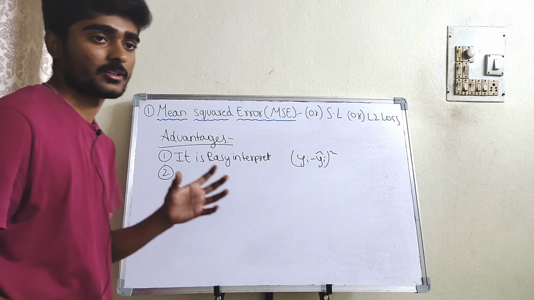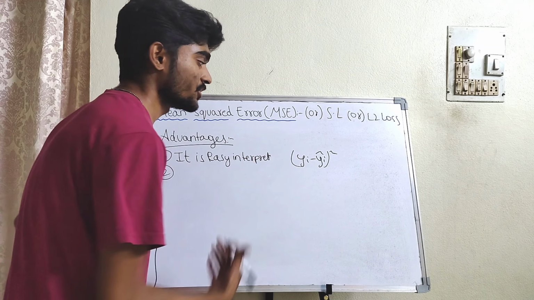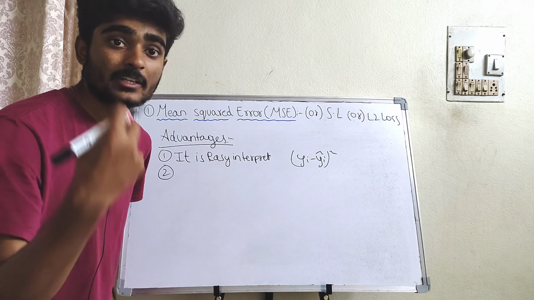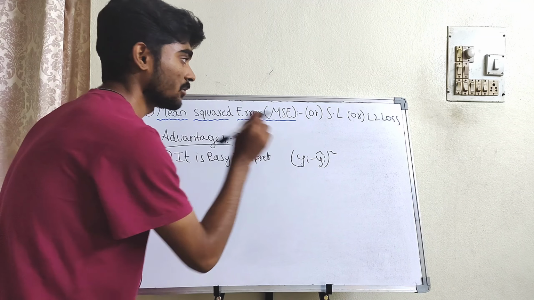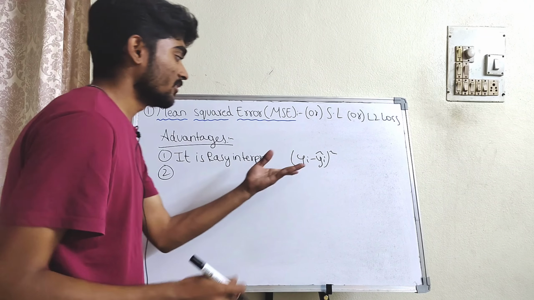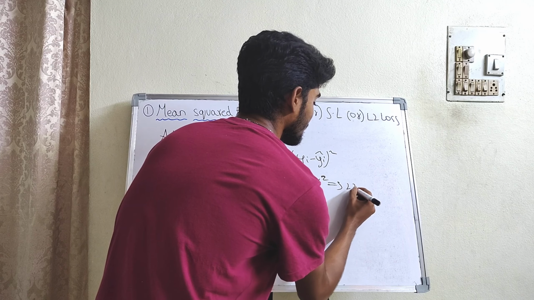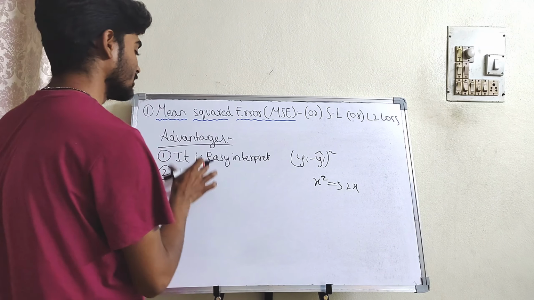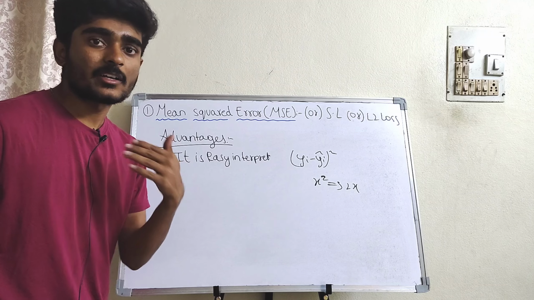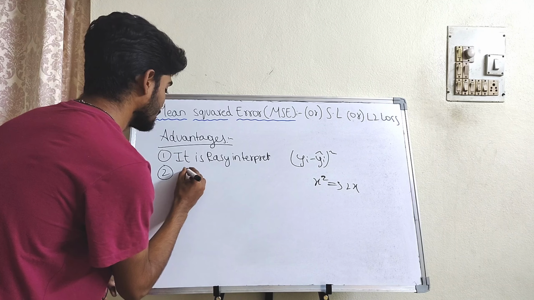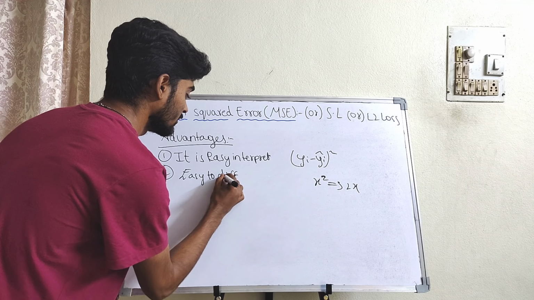The second advantage of this loss function is that it is easy to differentiate. Generally in gradient based algorithms like gradient descent, we differentiate this loss function. Now it is in the form of x square, and the output of this differentiation is 2x. So it is easy to differentiate in gradient based algorithms like gradient descent.